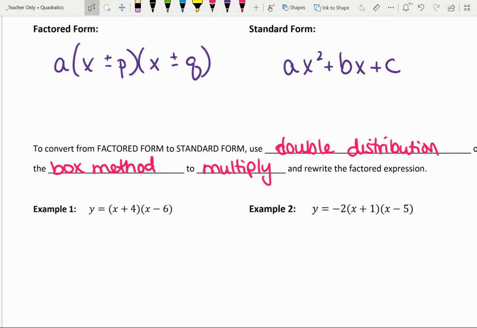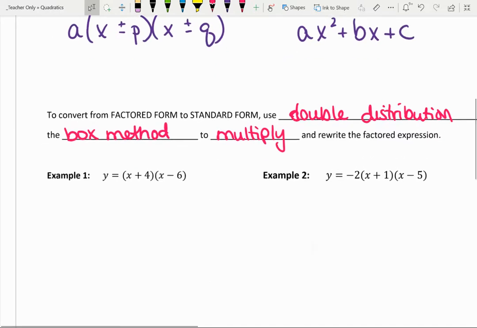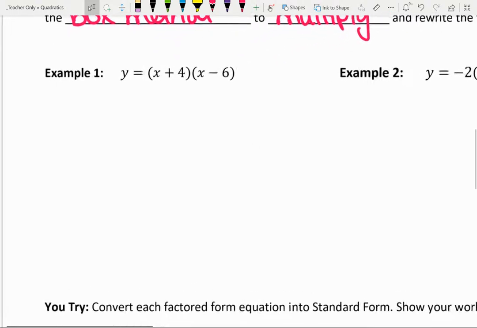We're going to use either double distribution or the box method, and just like before, it is your choice which strategy you'd like to use. They both accomplish the same goal, which is multiplication. I'm going to do example 1 with the box method and example 2 with double distribution, and however you choose to do this moving forward is all good.